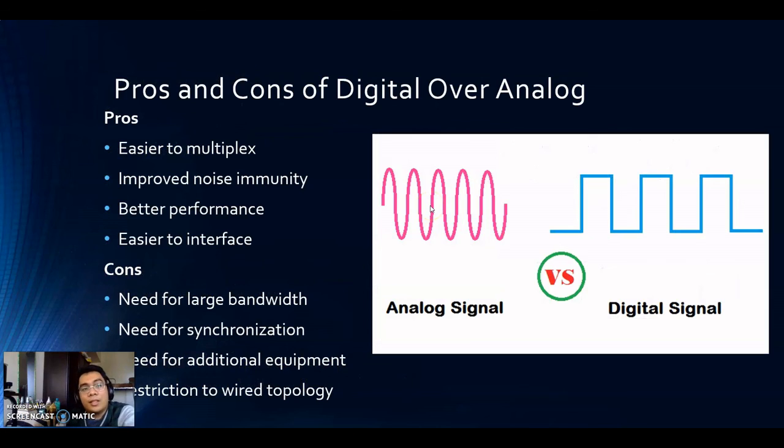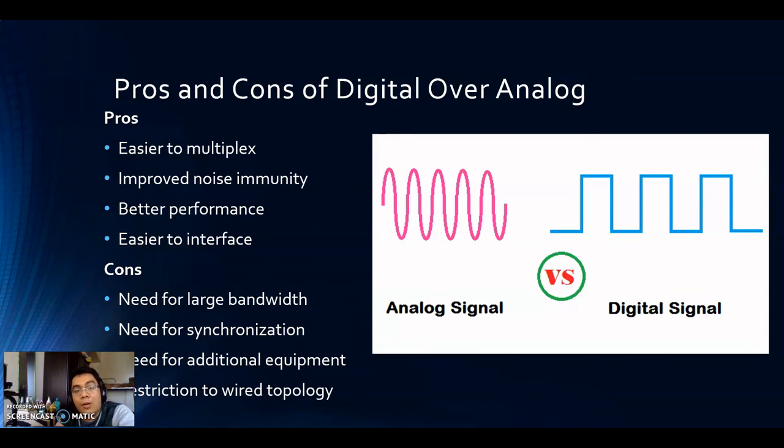So there are actually advantages and disadvantages of digital over analog, or pros and cons. The advantage of digital over analog is that, first of all, it's easy to multiplex. Another one is that it has improved noise immunity. Number 3, it has better performance, and lastly, it is easier to interface than analog.